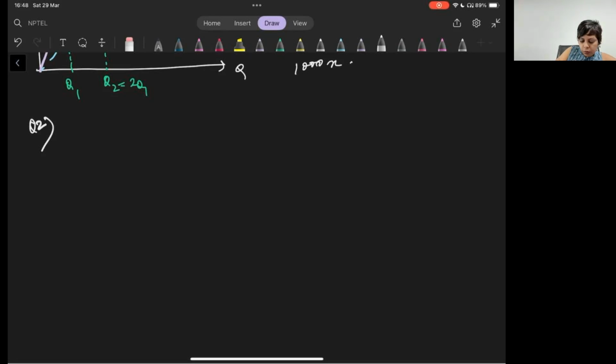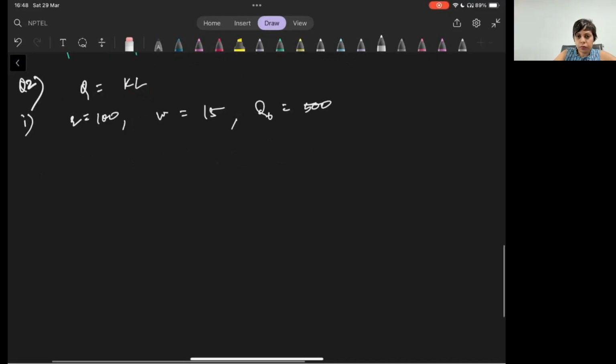So you're given the production function is simply K into L, and you're given R is equal to 100, W is equal to 15, and Q naught is equal to 500. You can basically just rewrite this as a cost problem. Cost is RK plus WL, right? And you want to minimize this over K and L. You can reframe it like this.